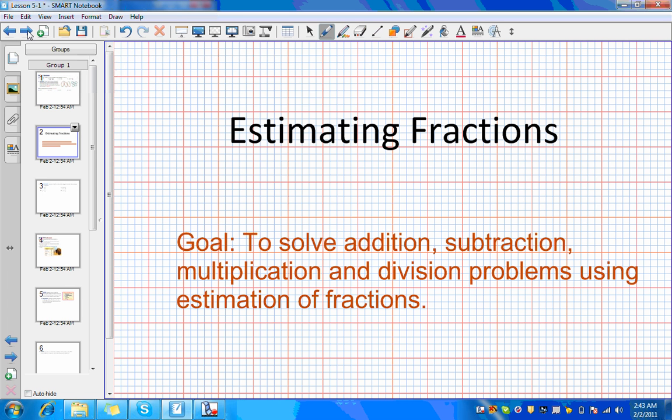So today we're going to be working on estimating fractions. The goal is for you to solve problems using estimation, but you're going to have to rely upon your knowledge of addition, subtraction, multiplication, and division of fractions to solve the problems. If you learned all of these in 5th grade, and remember, we're estimating, so I'm not looking for you to solve it using the formulas or the formal algorithms right now. I want you to really just think about what the fractions mean at this point.